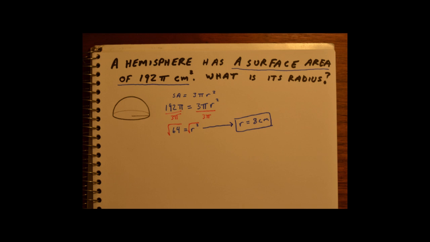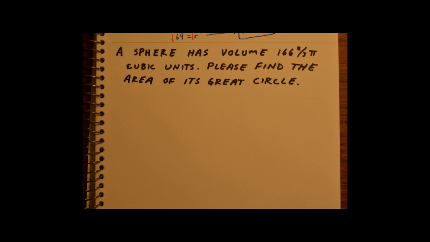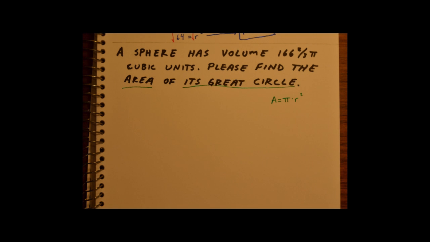Here we have another example coming up. A sphere has volume 166 and 2/3 pi cubic units, and we are asked to find the area of the great circle. So area of the great circle, remember great circle has the same radius as the sphere, and area of any circle is pi r squared, and so we need to use that volume information to extract the radius.